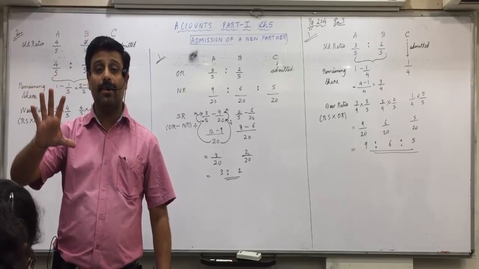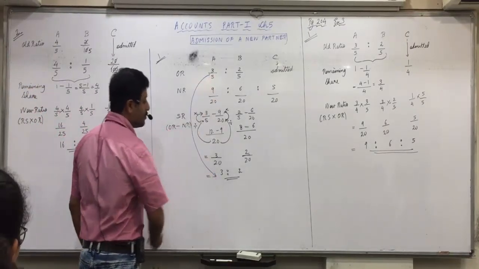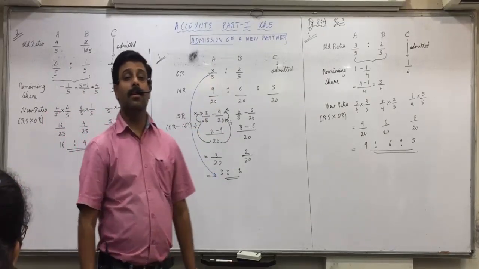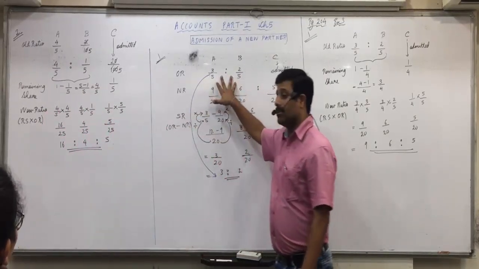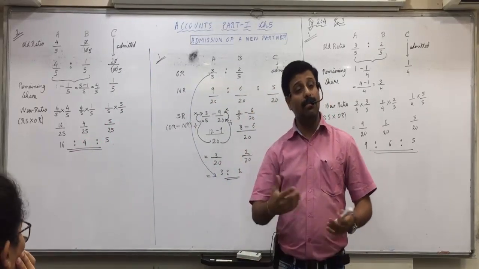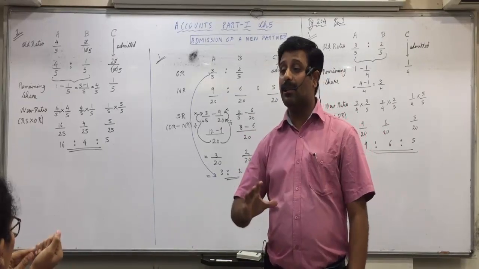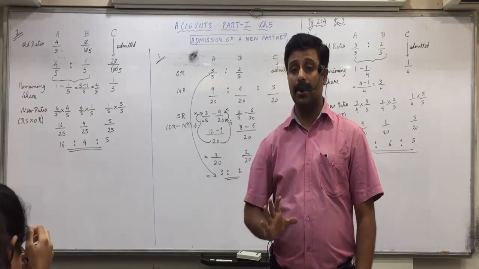Okay, now listen, everyone. The magic here is this. What is the old ratio? What is the sacrifice ratio? It is the same only, so no need to find. So you are not supposed to do this. I was just explaining this concept.